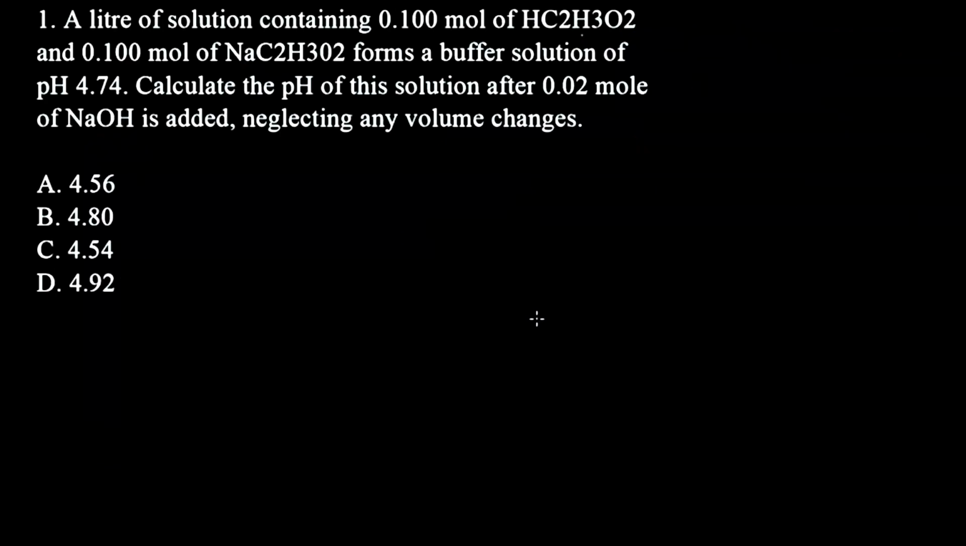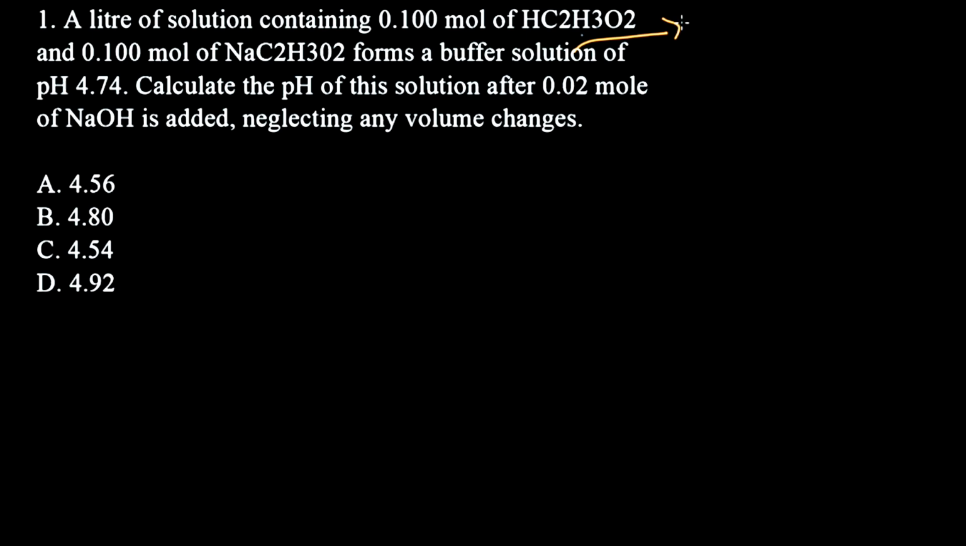Alright, so let's look at this question. A liter of solution containing 0.1 mole of ethanoic acid and 0.1 mole of sodium ethanoate forms a buffer solution. So recall that a buffer solution can be a solution of weak acid and its salts, like this ethanoic acid and its salts here.